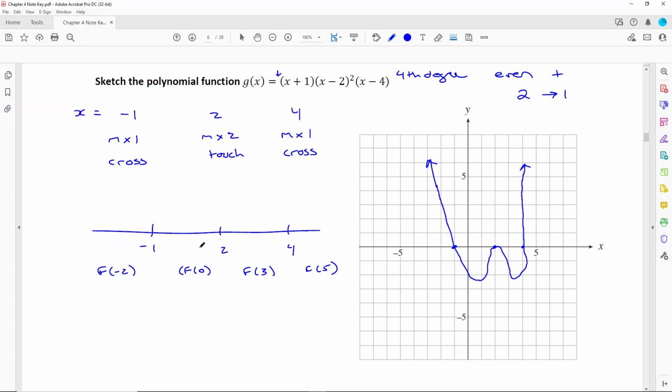If I plug those in, I would realize the graph was positive for the -2. At 0, the graph is negative. At 3, the graph is negative. And at 5, the graph is positive. And that will also give me this behavior.